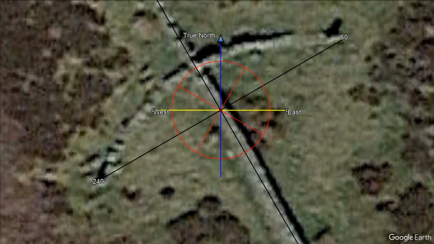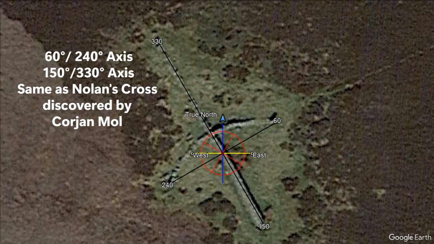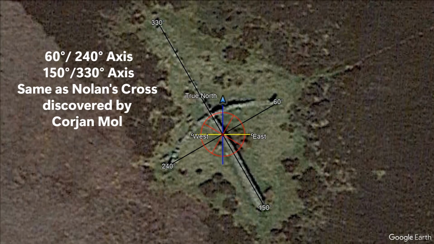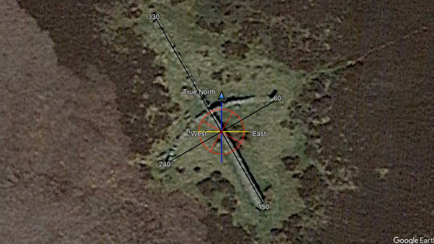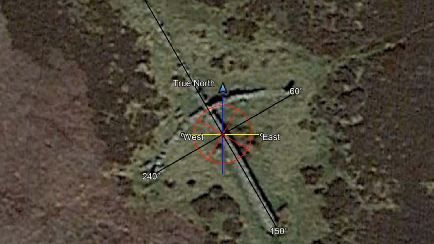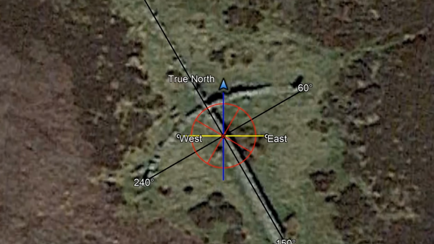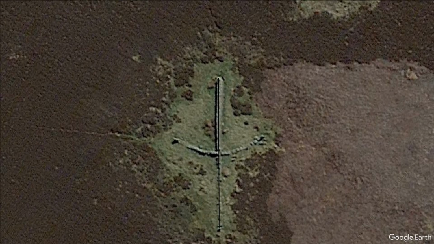Now that we have our compass full and the directions, we can now assign our axes, measure our axes, and we have the short axis going 60 to 240, and that is from the east to west. And we have the long axis, which goes from 150 to 330. And these are the same bearings that conform to the Nolan's cross, just like Corian Mall said. So let's move to the next step.